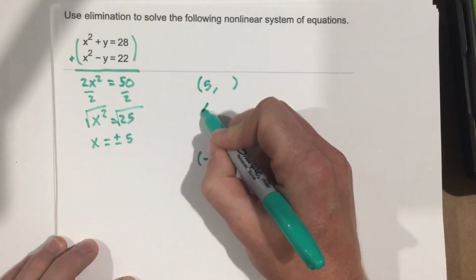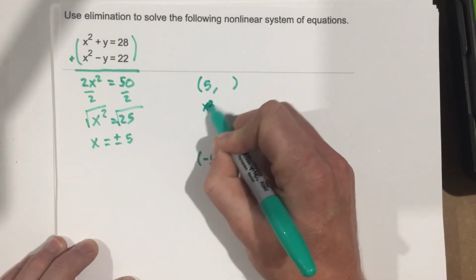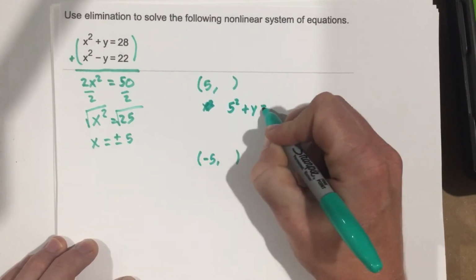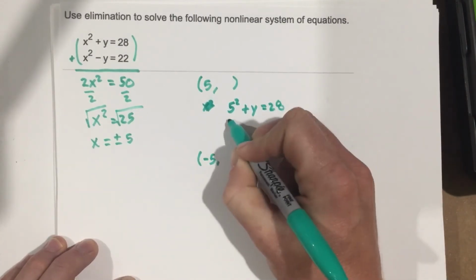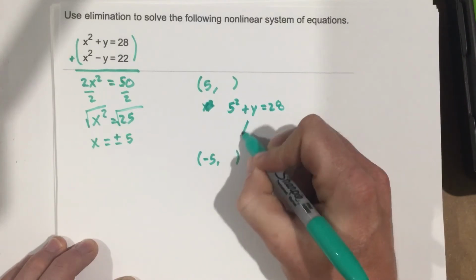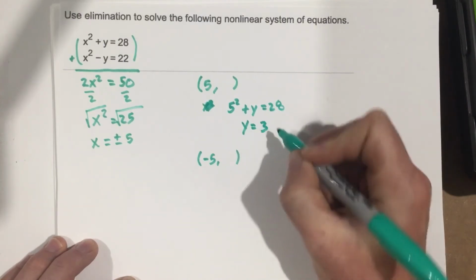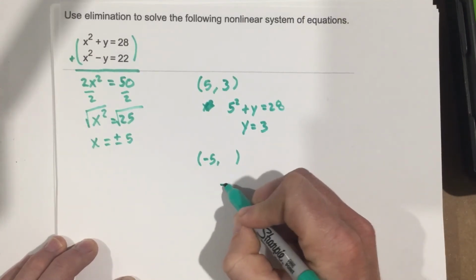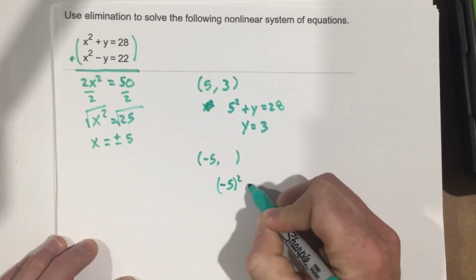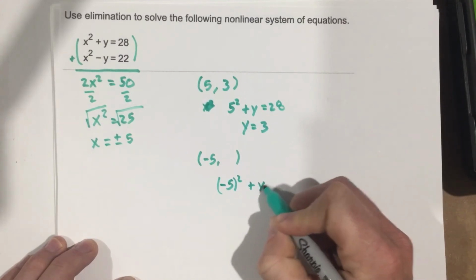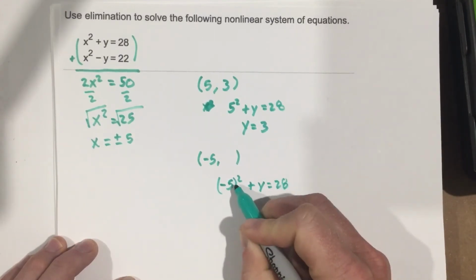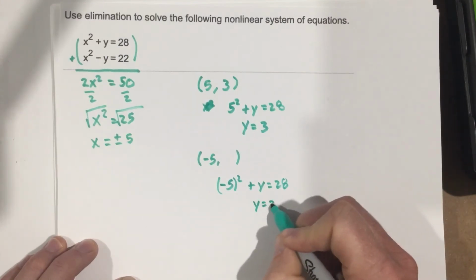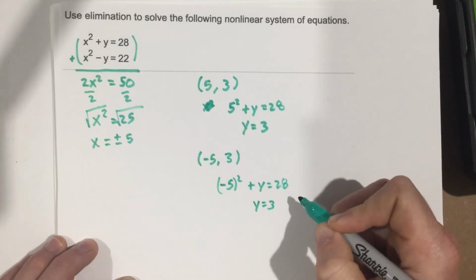And I'm going to say 5 squared plus y equals 28. So that's 25 here. Subtract it over, you get y equals 3. So 5, 3 is one solution. And then do the same thing over here. We're going to do negative 5 squared plus y equals 28. And negative 5 squared is 25. So you subtract it over, you get y equals 3 as well here. So negative 5, 3 is the other solution.